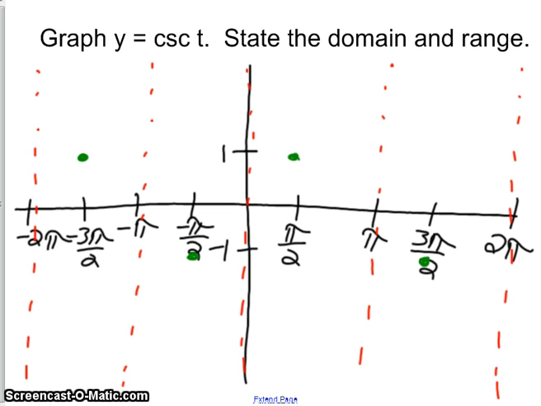All right, so now what we're going to do is we're going to draw happy faces and sad faces that approach the vertical asymptotes.